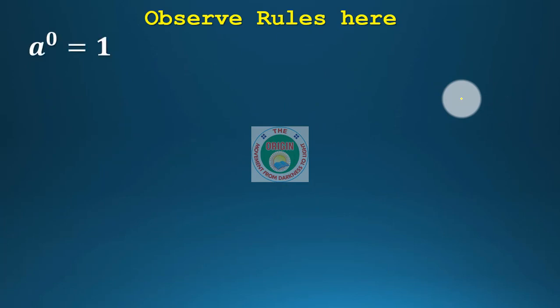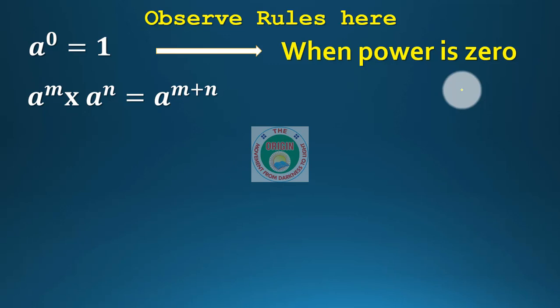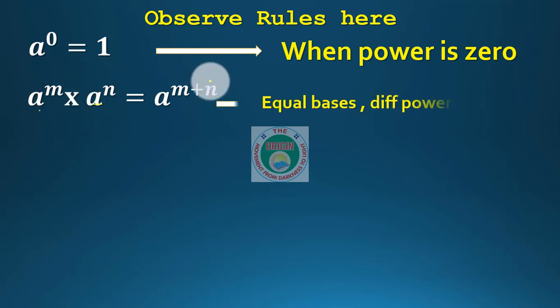Once observe the rules here, video 1 and this video. a power 0 equal to 1, when power is 0. a power m into a power n equal to a power m plus n. Here, if you are observing, bases are equal and powers different. There are equal bases and different powers.